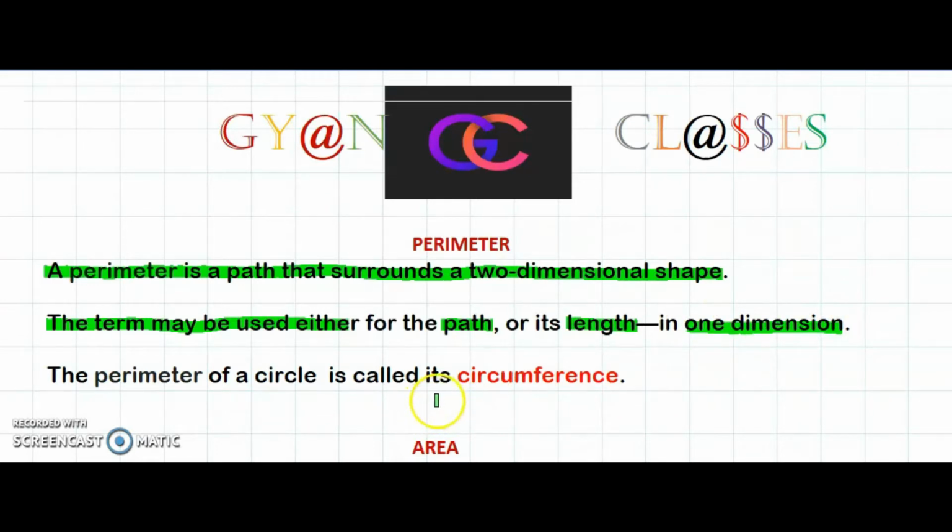But if I talk about the perimeter of a circle, it is not called perimeter. In the circle, it is named circumference. That word you have to remember, students. The perimeter of a circle is called circumference, which we are going to discuss in the last part of this video.